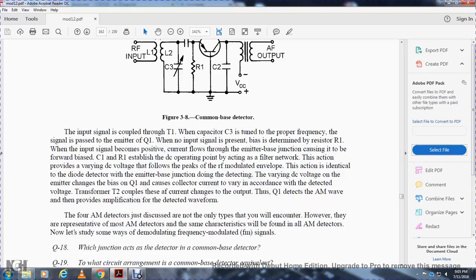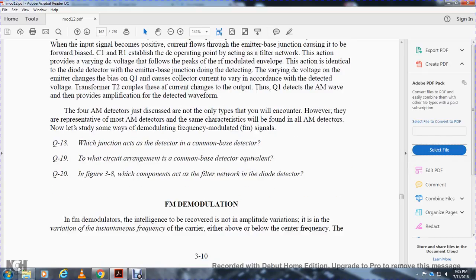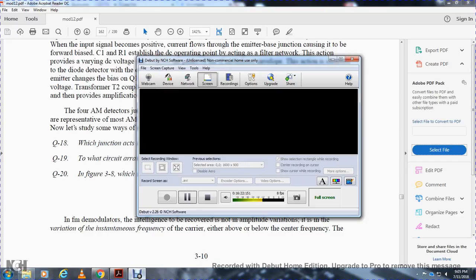Now let's study some of the demodulation of frequency modulation signals. Frequency demodulation signals.